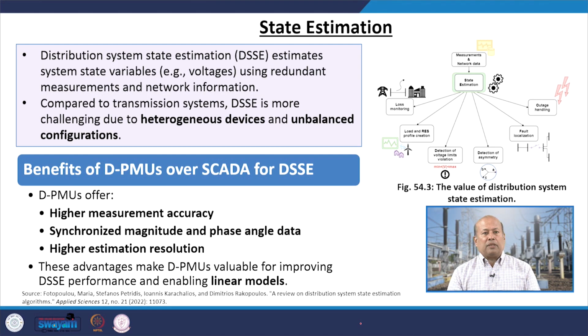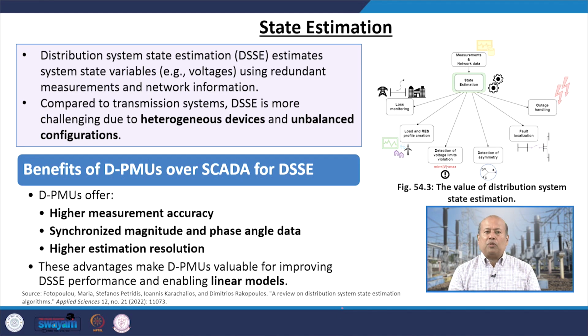Now, in the case of state estimation, distribution system state estimation is a very important aspect in distribution systems that estimates system state variables, for example voltages, using redundant measurements and network information. Compared to the transmission system, DSSE is more challenging due to heterogeneous devices and unbalanced configurations. Benefits of D-PMUs over SCADA for DSSE: SCADA can, to some extent, do most of the applications we have mentioned for D-PMUs, but D-PMUs have an extra edge over SCADA systems.